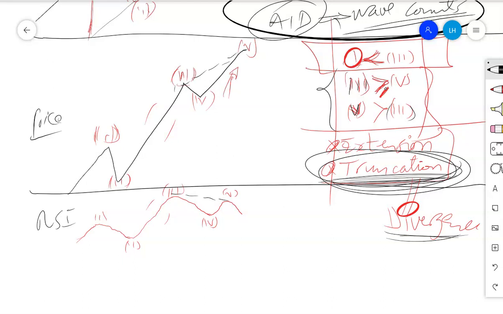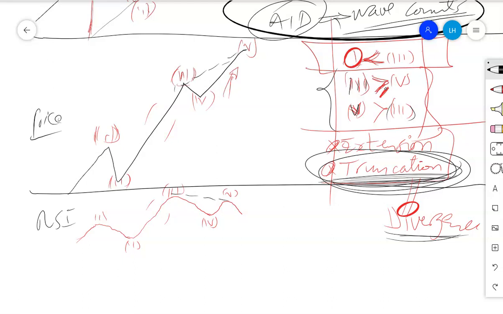Most traders use divergence to make trading decisions. When divergence occurs, this indicates the end of the movement of price in a particular direction.